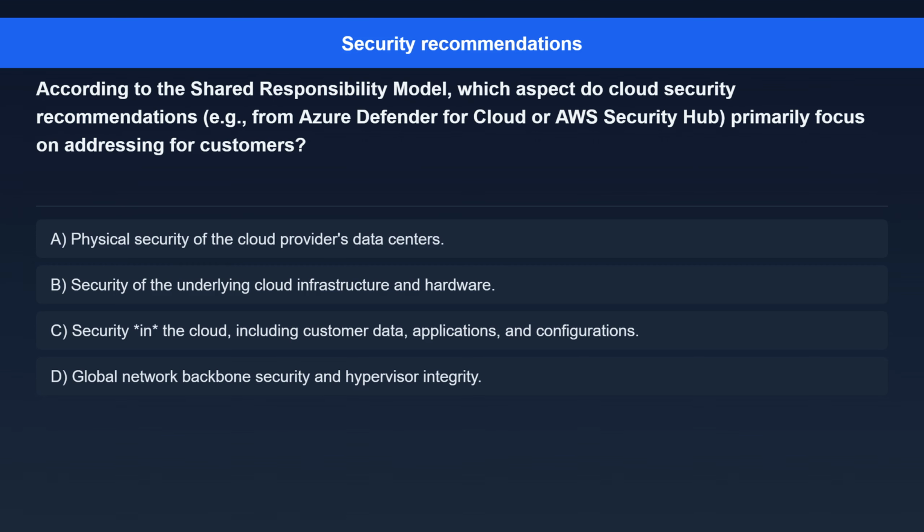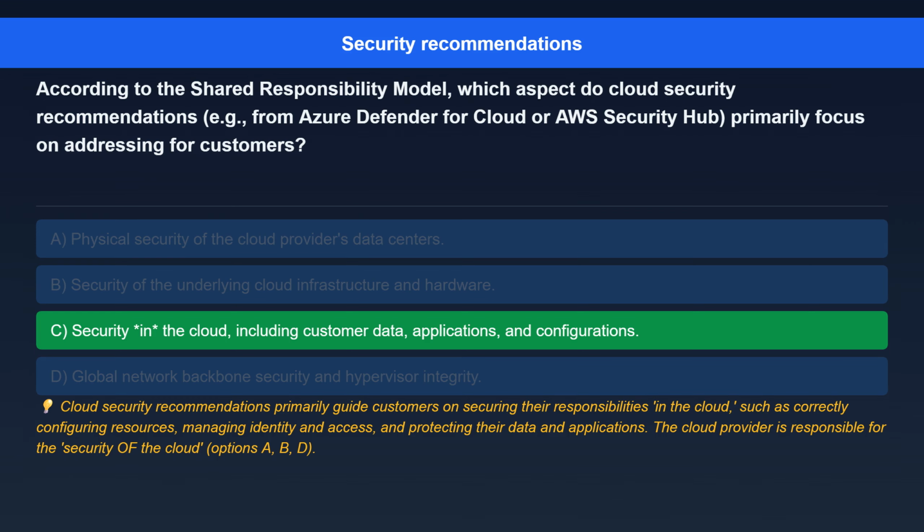Question 1. According to the shared responsibility model, which aspect do cloud security recommendations, e.g. from Azure Defender for Cloud or AWS Security Hub, primarily focus on addressing for customers? Option A. Physical security of the cloud provider's data centers. Option B. Security of the underlying cloud infrastructure and hardware. Option C. Security in the cloud, including customer data, applications, and configurations. Option D. Global network backbone security and hypervisor integrity.